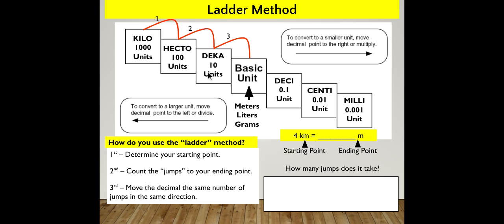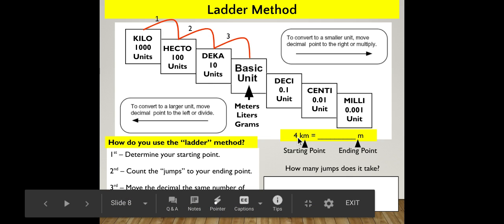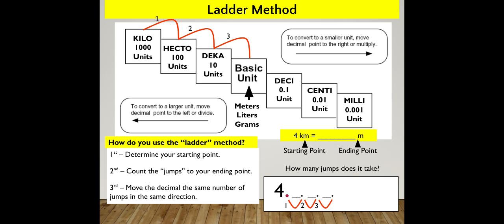That means I'm going to move my decimal point that's at the end of 4 kilometers 3 places to the right and add zeros. When I do that, I will get 4, move my decimal place over, 1 jump, 2 jumps, 3 jumps. Let's make sure you guys could see it. My 4, 1 jump, 2 jump, 3 jump. And then I'm going to add zeros as my placeholders. So 4 kilometers is equal to 4,000 meters.